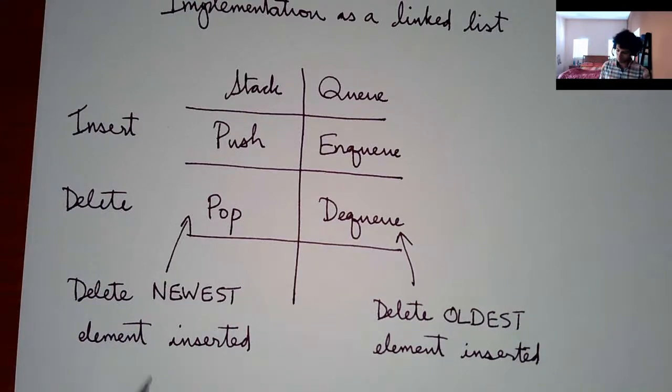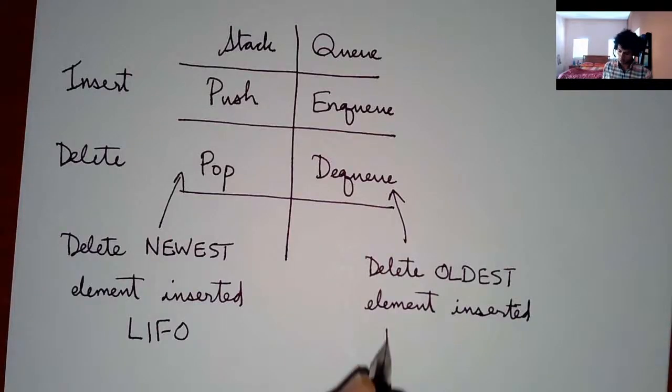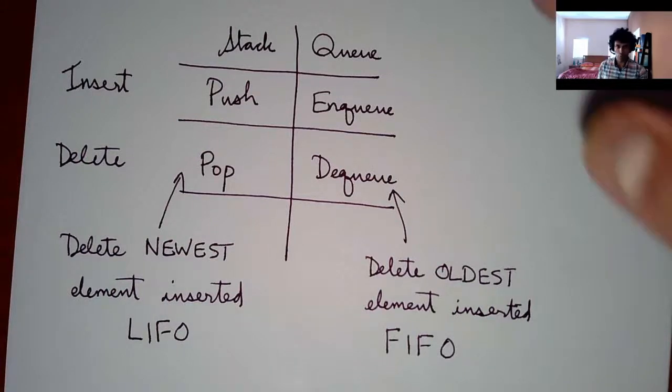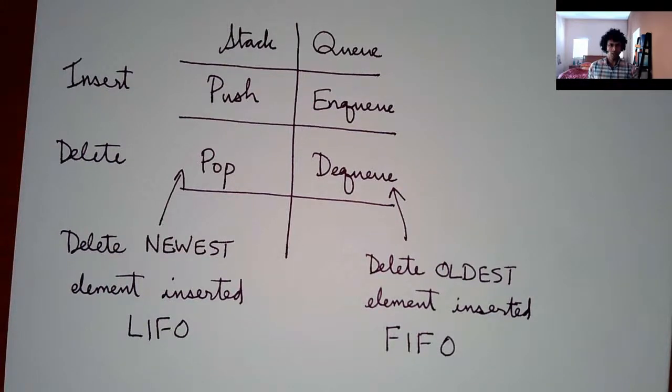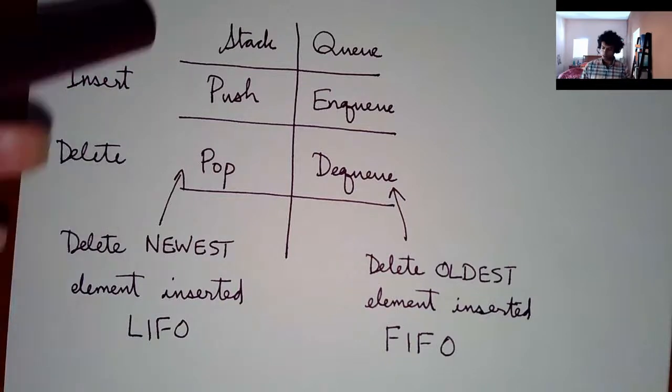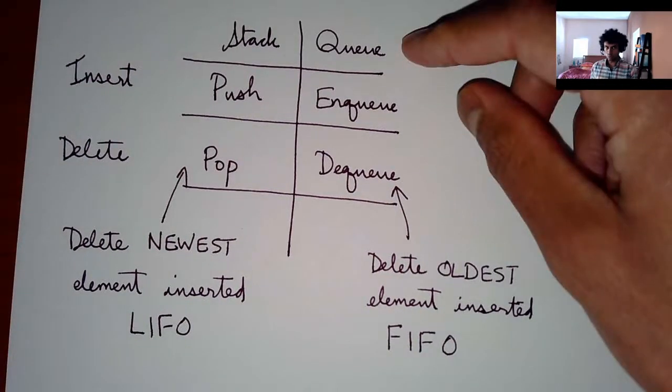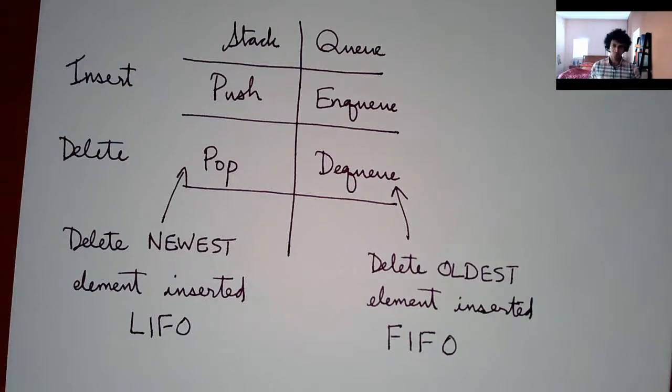And this is often called a LIFO, which is last in, first out. And this is called FIFO, which is first in, first out. Sometimes you will see stacks referred to as LIFO queues, a last in, first out queue, or a FIFO queue. In this course, we'll talk about them as stacks and queues. So when I say stack, I mean LIFO. When I say queue, I mean FIFO, first in, first out.